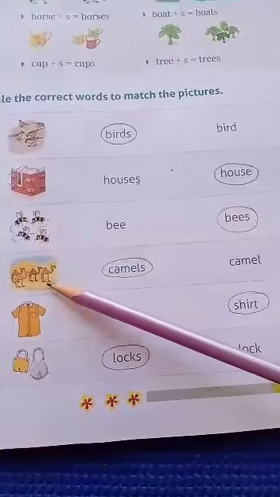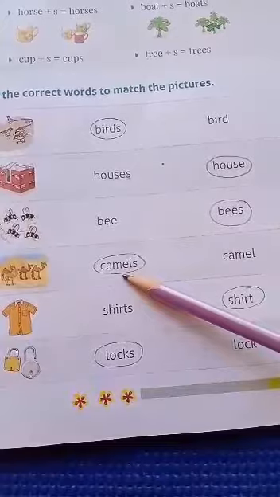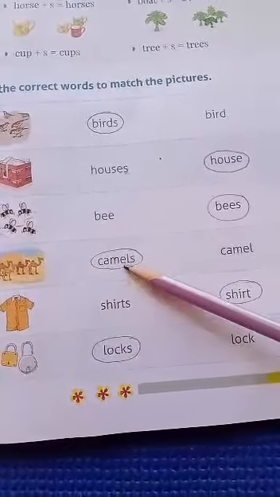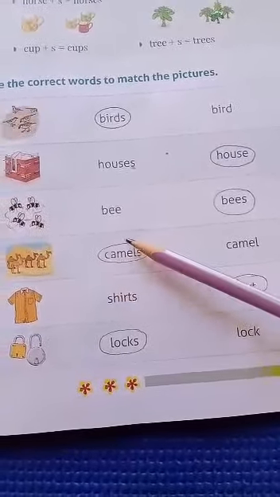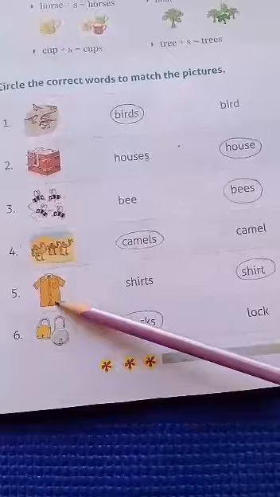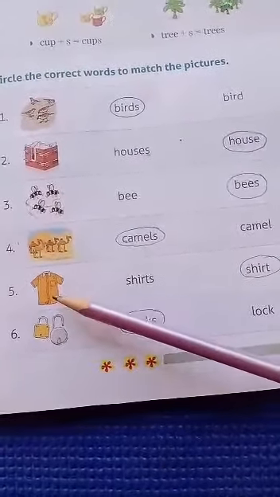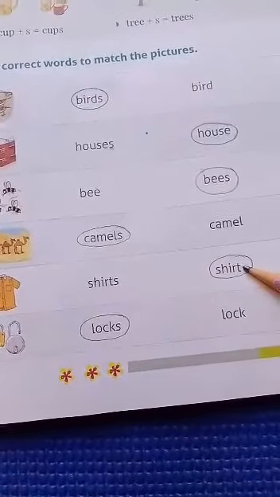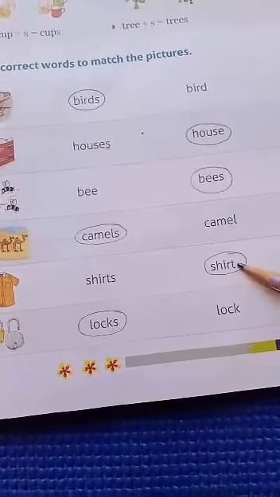So how we will write the spelling? Like this or like this? Yes, we will add S in the spelling. So this is the correct answer. You will circle camels. Now, how many shirts you can see? Only one. Yes. So the correct spelling is this. We will not add S in the spelling.